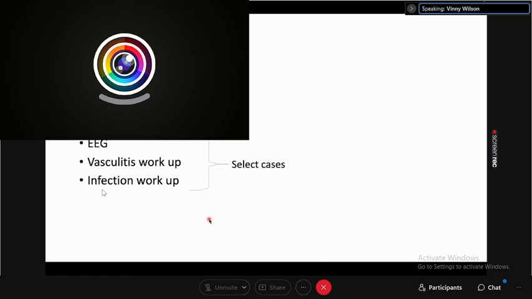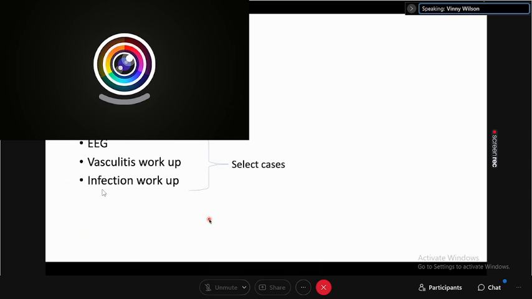Secondly, the other three investigations, namely the EEG, vasculitis workup, and infection workup. EEG is only done when you suspect a seizure or a Todd's paresis. So if there is a history of seizure and you think this could be Todd's paresis, in that setting you may want to do an EEG, and it may pick up an interictal spike and wave pattern, or a focal onset. Mostly a Todd's paresis results from a focal onset seizure, and many of them turn out to have a structural lesion in the brain.